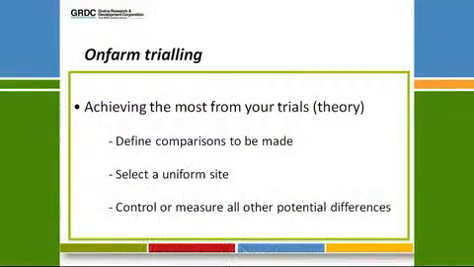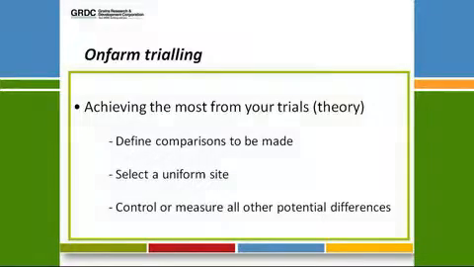Okay, so the theory's nice, and there's been heaps of booklets on how to run on-farm trialling over the years. How do you get the most out of your trials? So define the comparisons to be made. Let's adopt a research question today of picking the highest yielding variety. Is variety A better than variety B? We want to run a trial and find that out. And the textbooks tell you, pick a uniform site and control or measure all other potential differences.